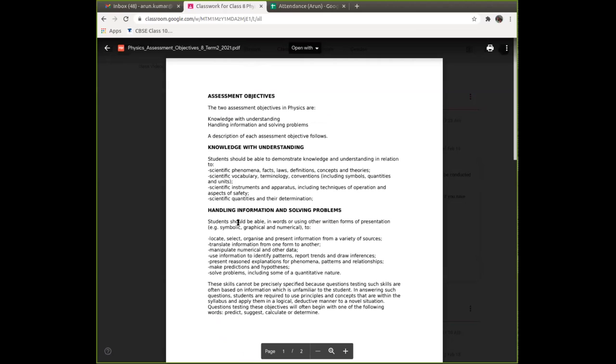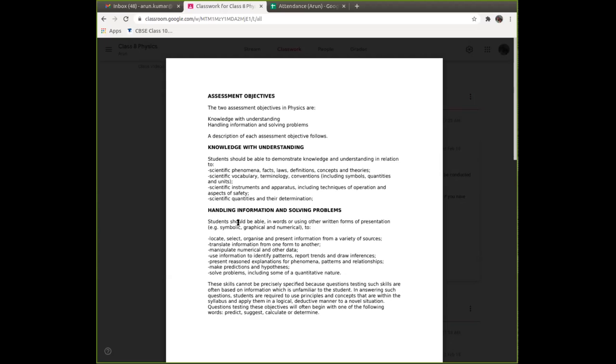Yes? Okay. So I have shared this document with you before, so most of you would have read through it, but let me just quickly go through it. What is the reason that I am doing the test for? And what am I testing you for? In a very simple way, it's stated as knowledge with understanding, and handling information and solving problems. These are the two broad objectives of conducting the assessment.